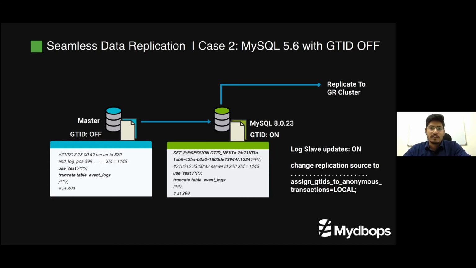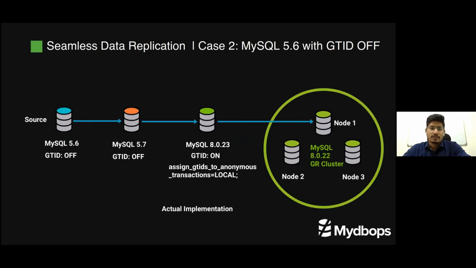So as you can see here, this replica is assigning a GTID and writing it to its own binary log. This is interesting because we are not touching anything on the master, but we were able to get GTIDs in our binlog, which can be further replicated to the destination server with the GTID on. So this is how the actual implementation will look.